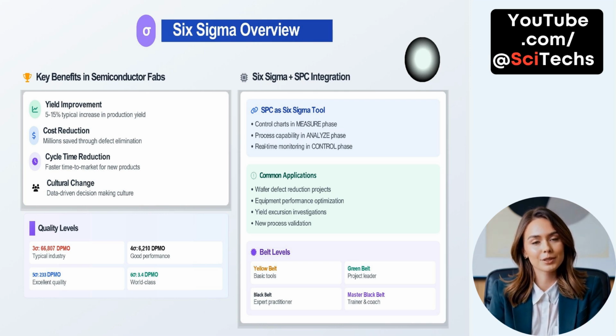Six Sigma also integrates seamlessly with SPC. For example, control charts are used in the measure phase, process capability analysis supports the analyze phase, and real-time monitoring is crucial in the control phase.